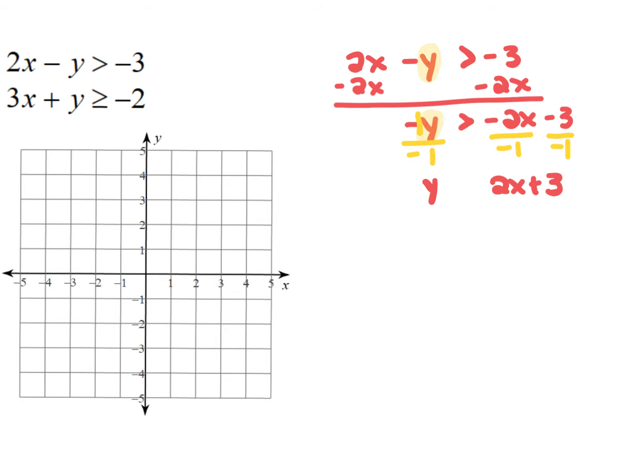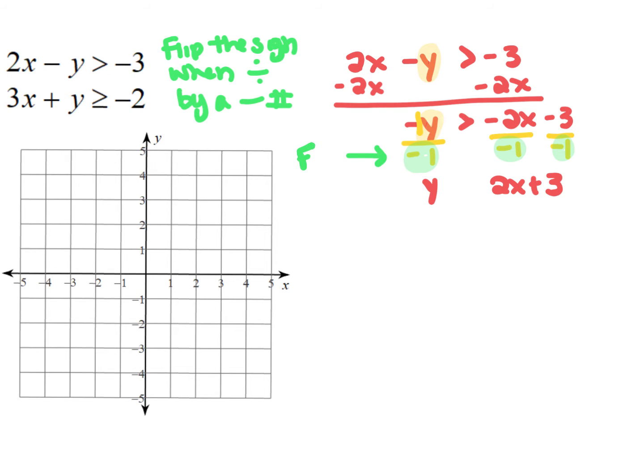Because of dividing by a negative, remember you flip the sign when you divide by a negative number. Because this negative 1 is negative, we are going to flip the sign. So instead of being greater than, it becomes less than. And now I can graph this line.